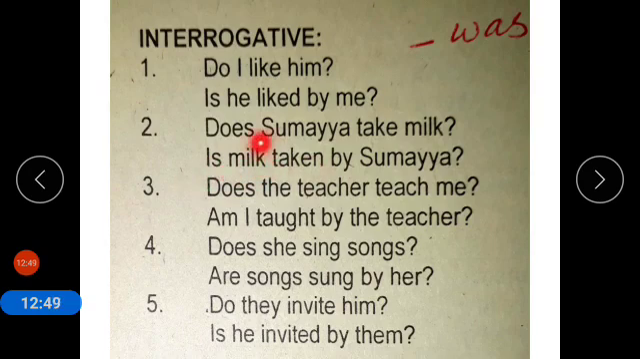Is milk, then we will use the third form of the verb, taken. Then we put by. Is milk taken by Sumaya? In this sentence Sumaya is the subject and we will use it as the object in this sentence. Is milk taken by Sumaya?